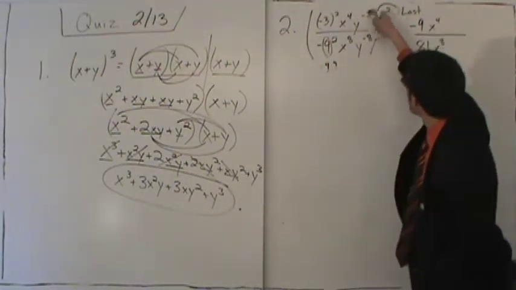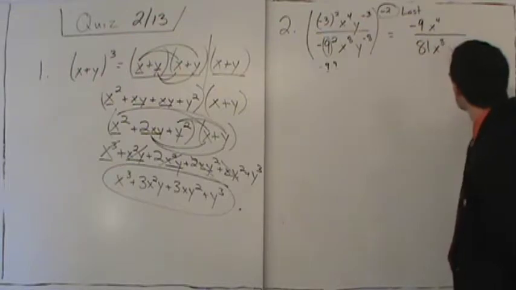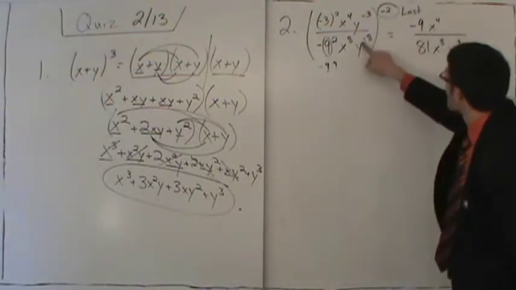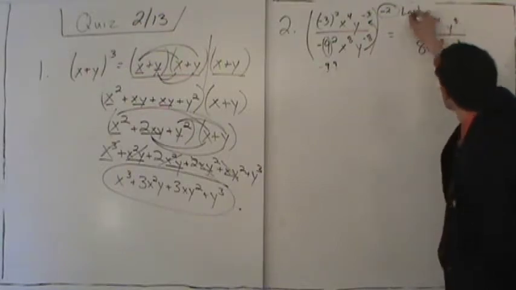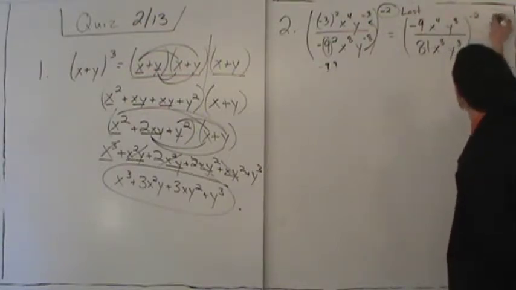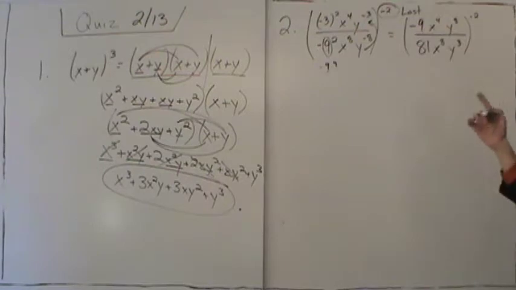Now, does y to the negative third move? Yes, it moves to the bottom, becoming y to the positive third, and y to the negative eighth moves to the top, becoming y to the positive eighth, and all this is taken to the negative 2 power. Now, we're not done with what's on the inside.